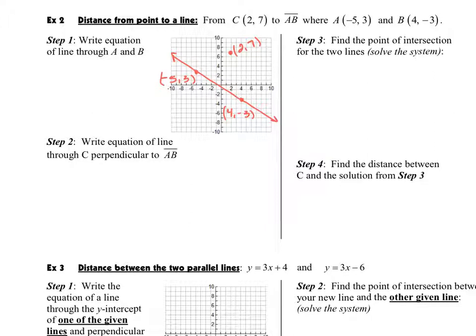In this video, we're going to talk about how to find the distance from a point to a line using our coordinate geometry. Just like in the previous video, I have already plotted the point that we want to measure the distance from and plotted the points that we're using for the line that we want to measure the distance to.